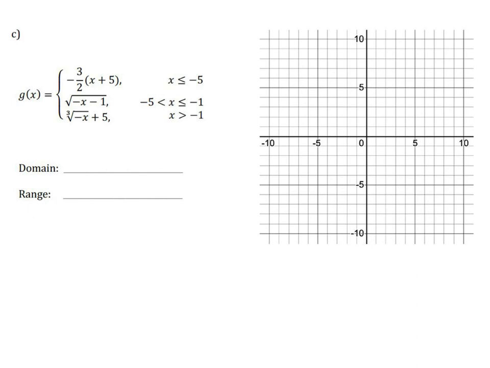Again, try this last one on your own. Pause, go through each part, and then check it with me.